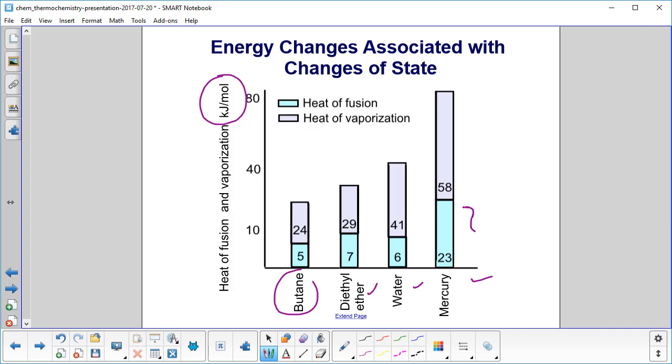You have 23 kilojoules per mole for the heat of fusion, which is greater than the other guys here, butane, diethyl ether, and water. And its heat of vaporization is higher than the other three samples here.